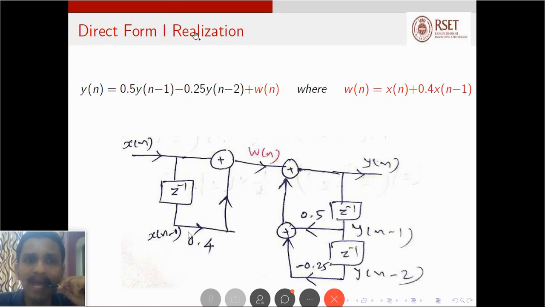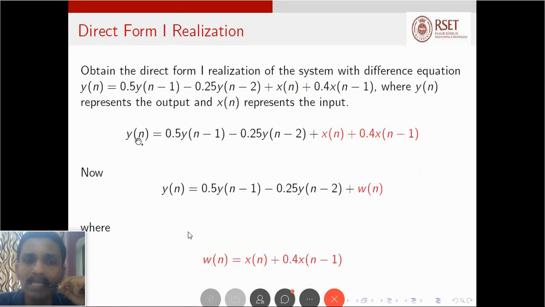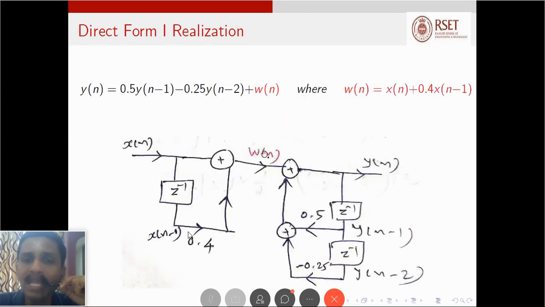In the case of direct form 1 realization, you need to separate the input and outputs like this. Y of n is equal to, in this particular example, this part is the output part and this part is the input part. You need to represent the input part in terms of w of n, and then realize them.